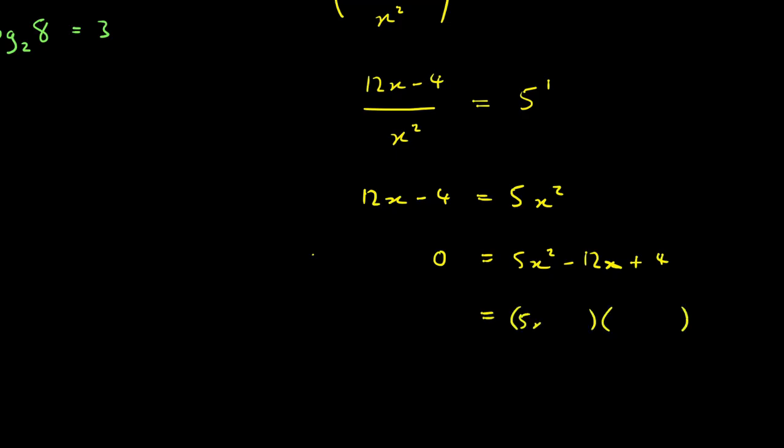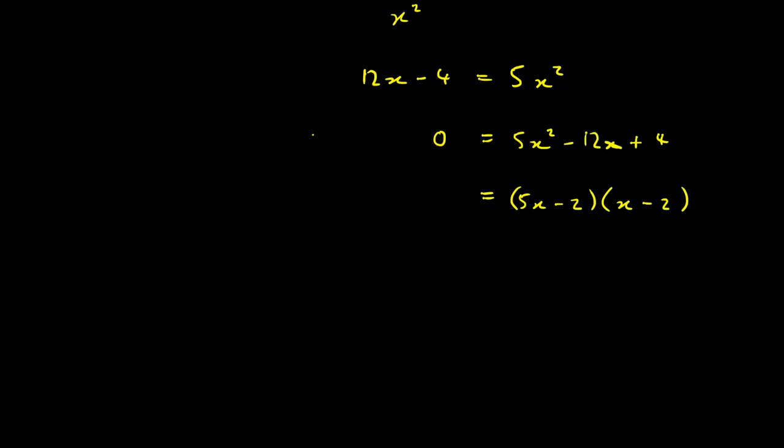So that'll be 5x, that will be x. Oh my goodness, 2 and 2 probably, minus 2 minus 2. If I do that, negative 2 times negative 2 is positive 4. 5x times negative 2 is negative 10x, minus 2x is minus 12x, so that works. And so therefore we end up getting the solutions: x is equal to 2/5, which is 0.4, or x is equal to 2.